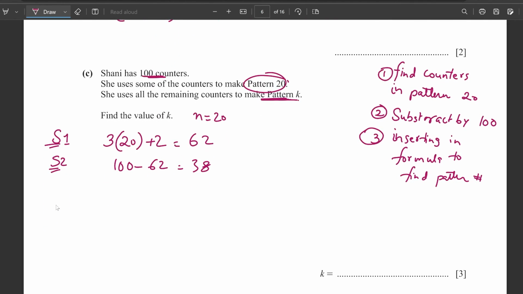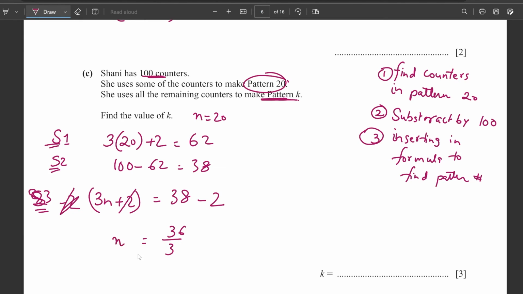Step 3 is you want to put it in the formula. So your formula is 3n plus 2 is equal to 38. Subtract 2 here, and when you subtract by 2, you also subtract by 2 over here. When you're adding and subtracting 2, they become 0. Here it becomes 36. You divide by 3, and this becomes 12. 3 times 12 is 36, and plus 2 is 38.